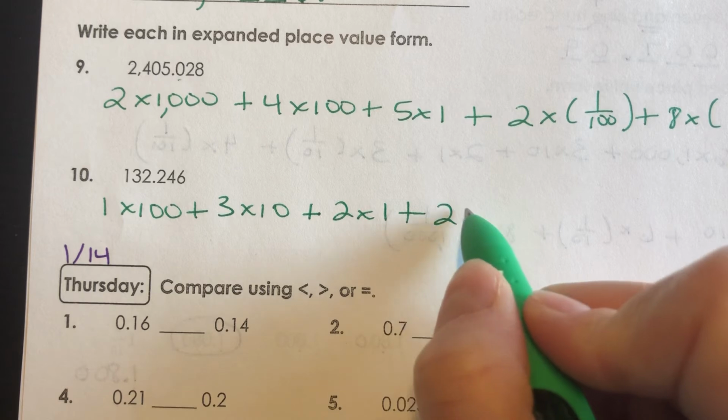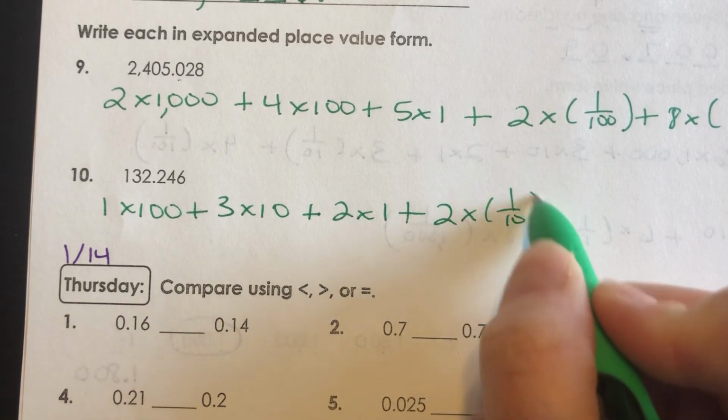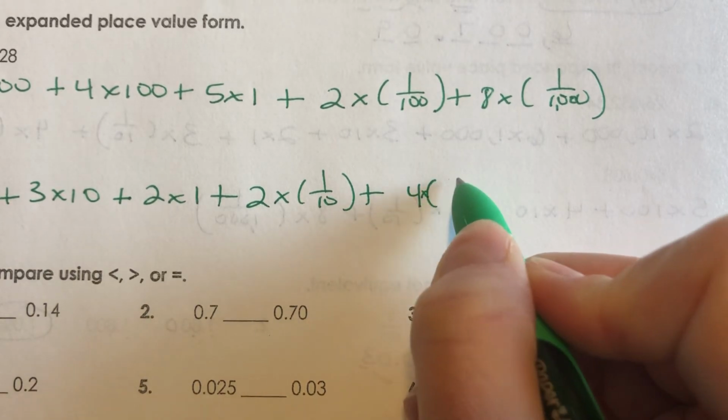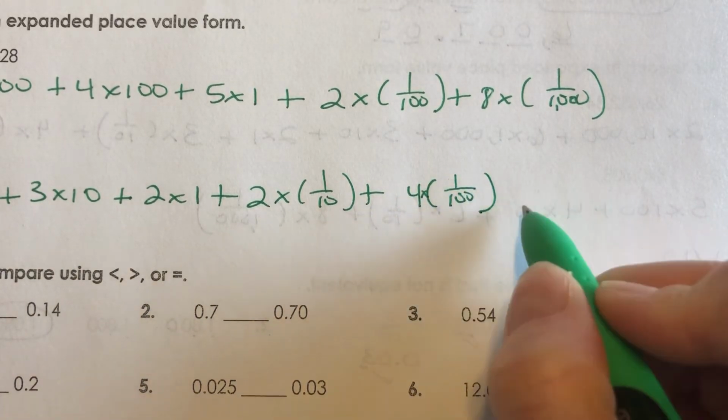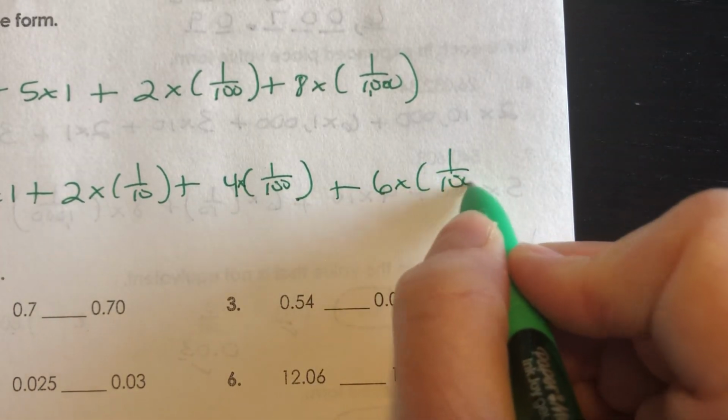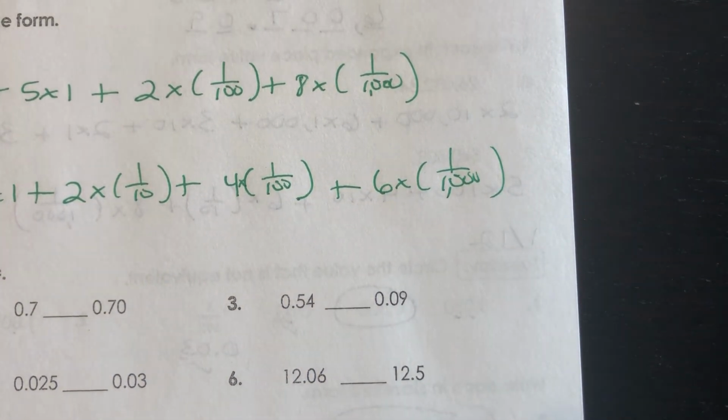2 is in the tenths place, so 2 times a tenth. Plus this 4 is in the hundredths place, so 4 times 100th. And I have a 6 in the thousandths place, so 6 times 1,000th.